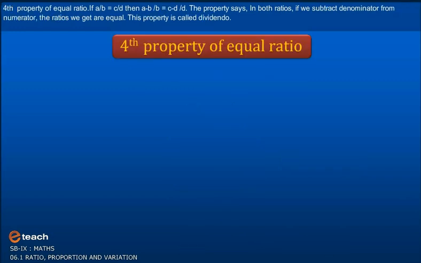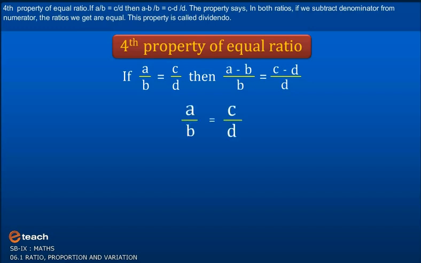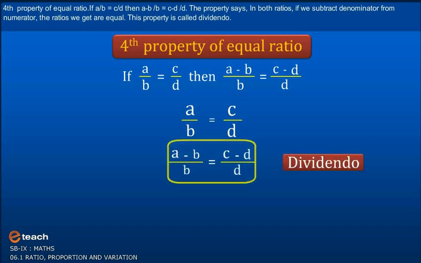Fourth property of equal ratio. If A by B is equal to C by D, then A minus B by B is equal to C minus D by D. Now, the property says, in both ratios, if we subtract denominator from numerator, the ratios we get are equal. And this property is called dividendo.